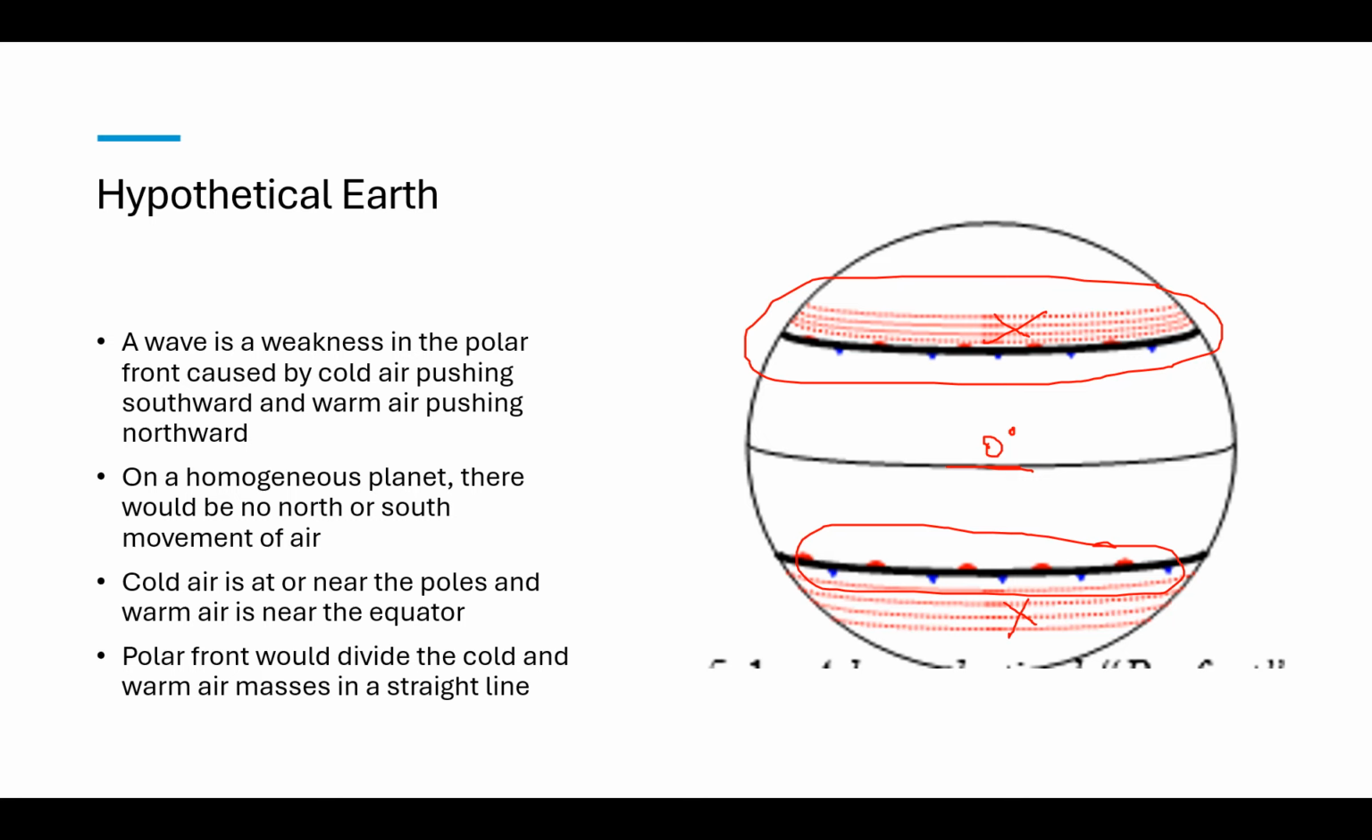This is all water. A wave is a weakness in the polar front caused by the cold air pushing south, warm air pushing north. But on this homogeneous planet, there would be no north or south movement of air. Everything would generally be in balance already. We'd have cold air. I'll put a letter C up here at the polar areas in the northern hemisphere and the southern hemisphere. You'd have cold air at the poles, and then you have warm air. I'll put a W down here at the equator. The polar front would divide the cold and warm air masses in this straight line.